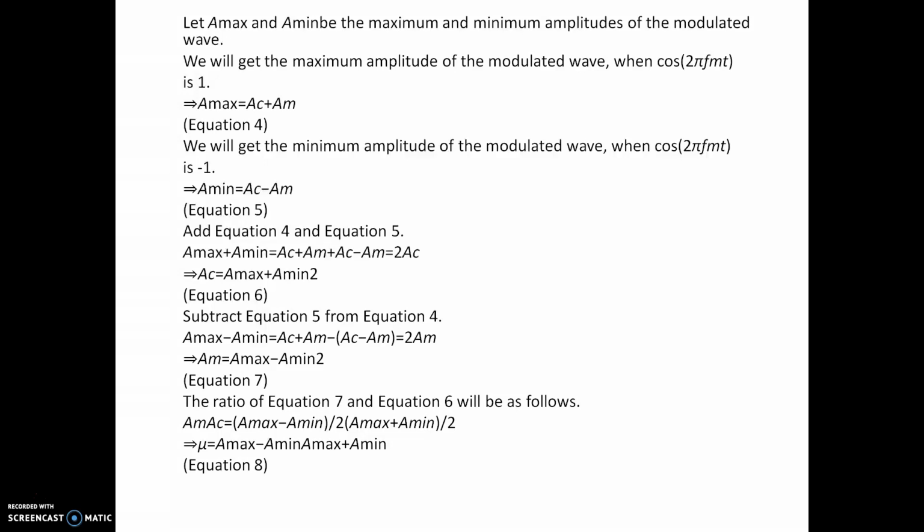Now, subtracting equation 5 from equation 4, we get Amax − Amin = Ac + Am − (Ac − Am) = 2Am, which is equation number 7. Now, taking the ratio of equation 7 and equation 6, we get μ = (Amax − Amin)/(Amax + Amin), which is equation number 8.